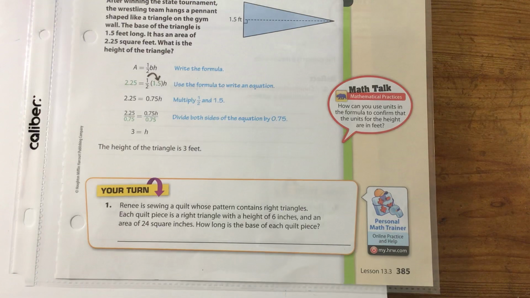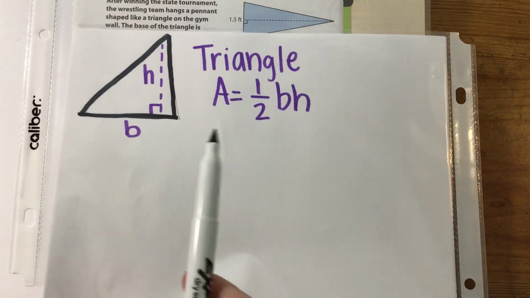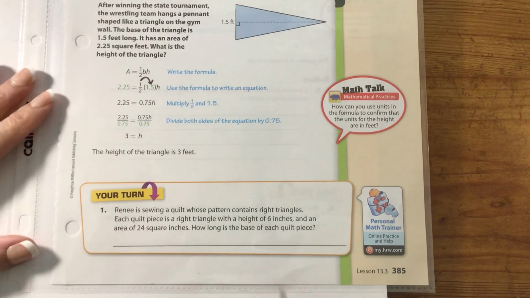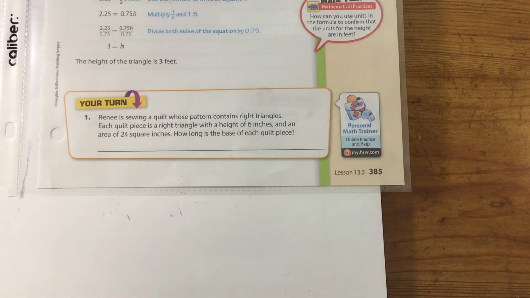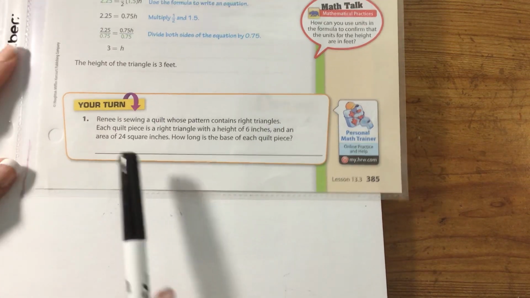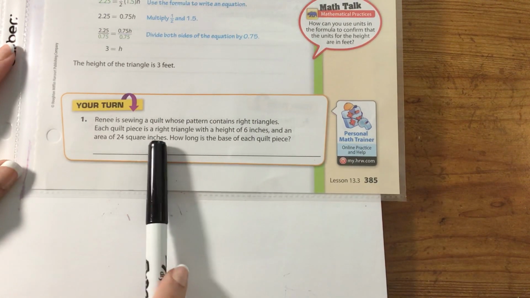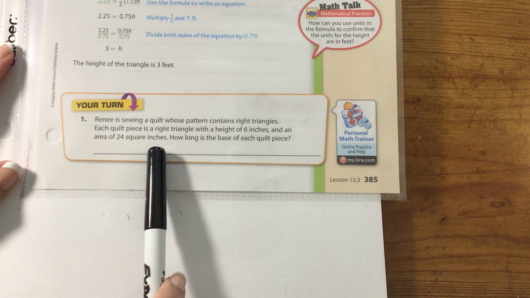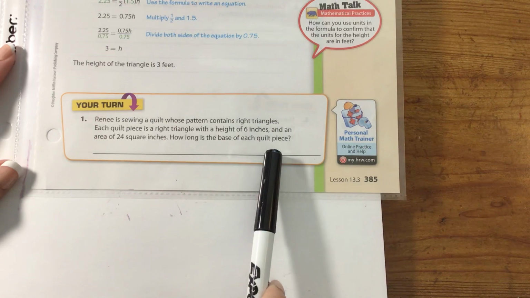Renee is sewing a quilt whose pattern contains right triangles. Each quilt piece is a right triangle. Now remember, your area for a triangle, regardless of what kind of triangle it is, it's all the same. It doesn't change. Okay, so just to help me out, I'm going to set this up here. Oh, I'm sorry. I don't think I've finished reading it. Each quilt is a right triangle with a height of 6 inches and an area of 24 inches. How long is the base of each quilt?